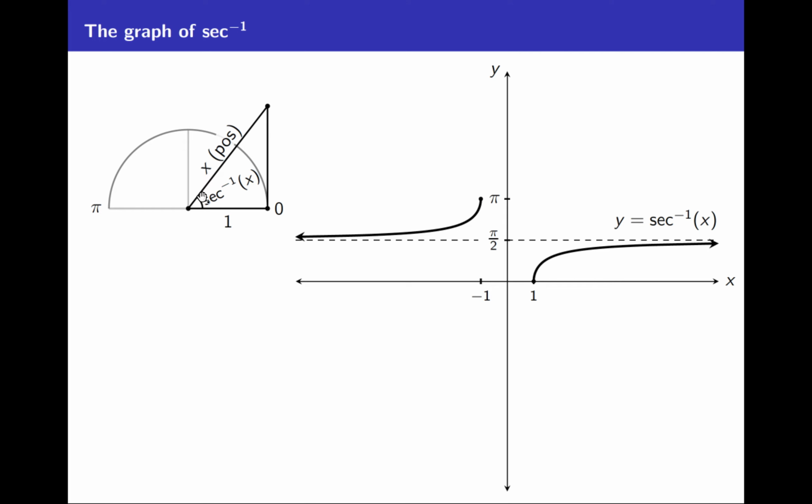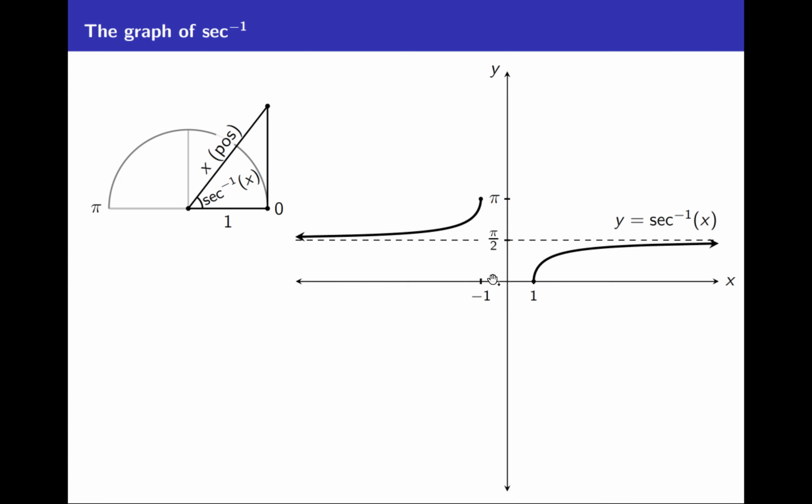Because x is interpreted as the hypotenuse of this triangle. Now as x gets bigger and bigger and bigger, this hypotenuse gets bigger and bigger, and it makes the triangle get taller and taller. And as that happens, the secant inverse of x, this angle, opens up and gets closer and closer to pi over 2. As the hypotenuse becomes closer and closer to being vertical, this angle gets closer and closer to pi over 2. And that's why as x goes to infinity, secant inverse of x is getting closer and closer to pi over 2.